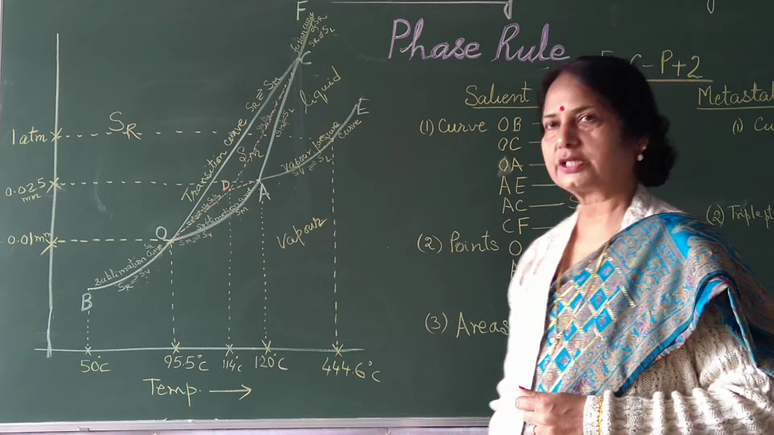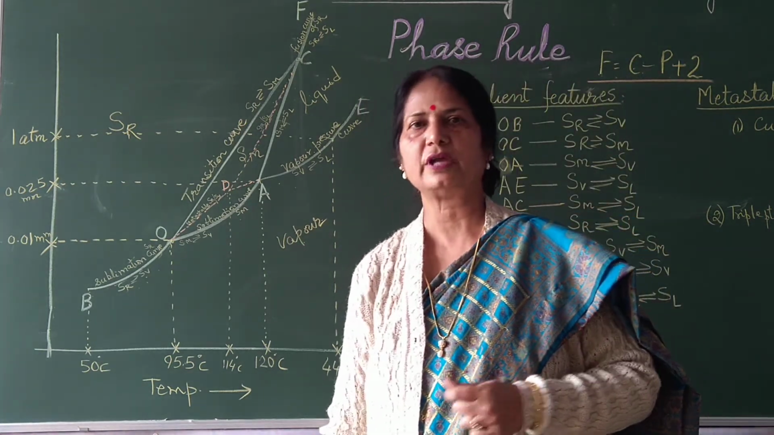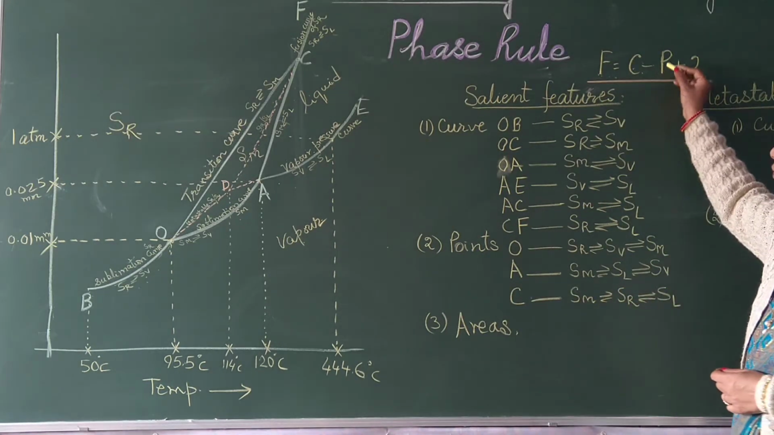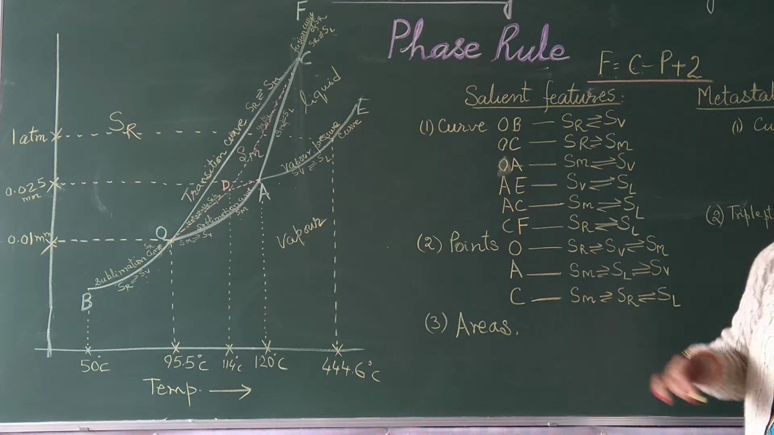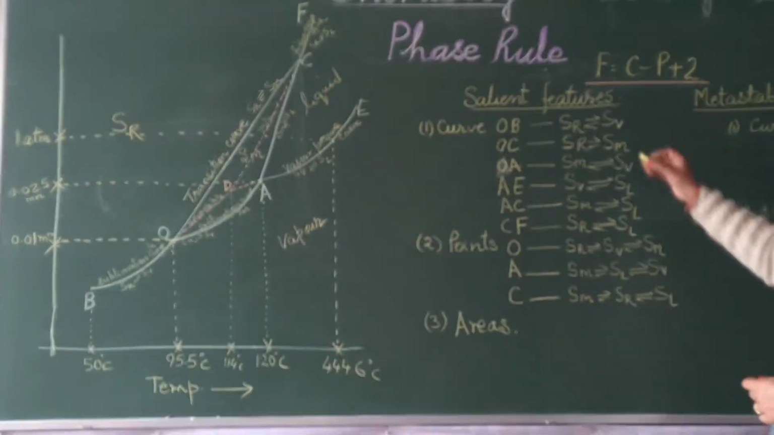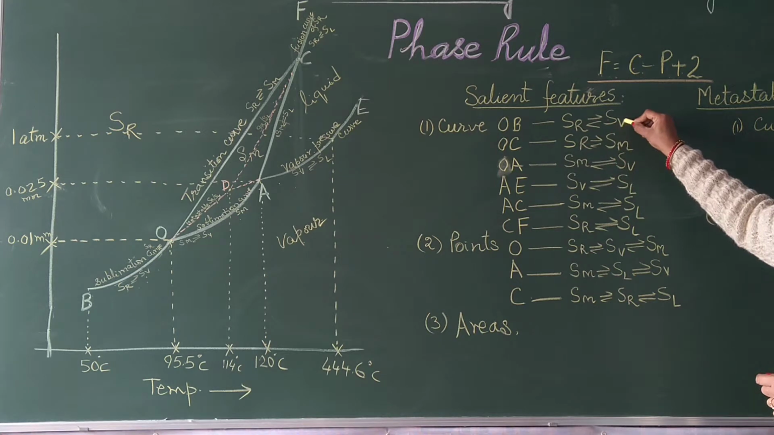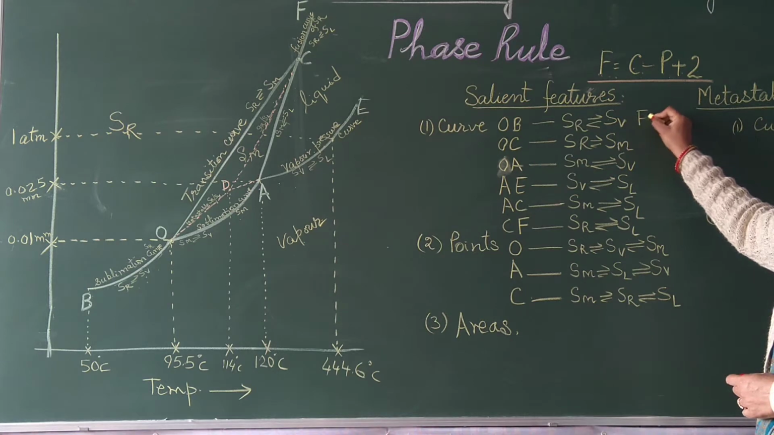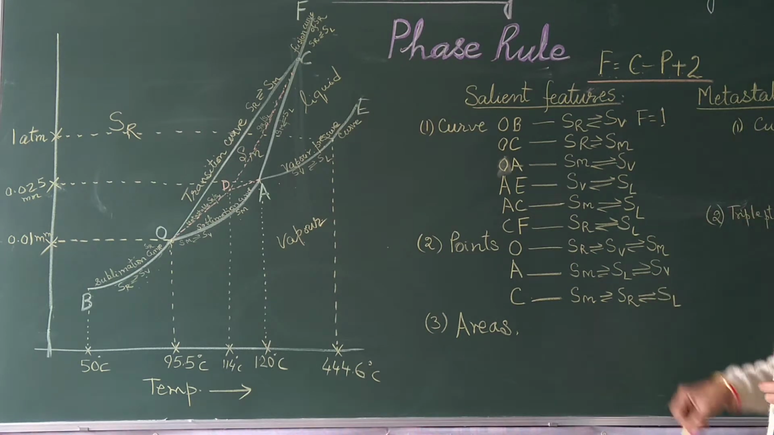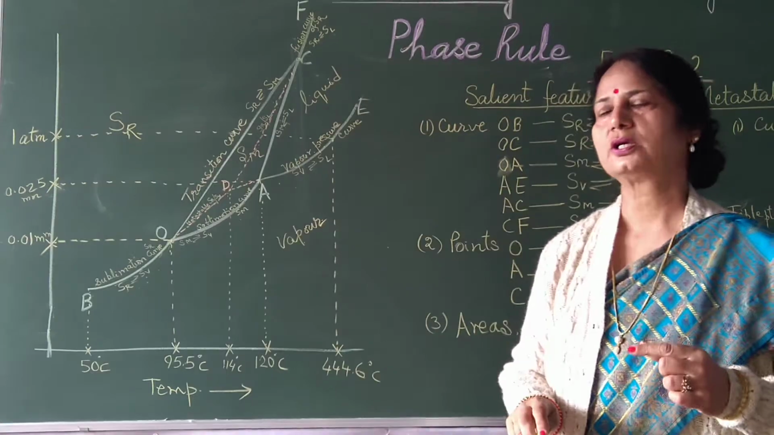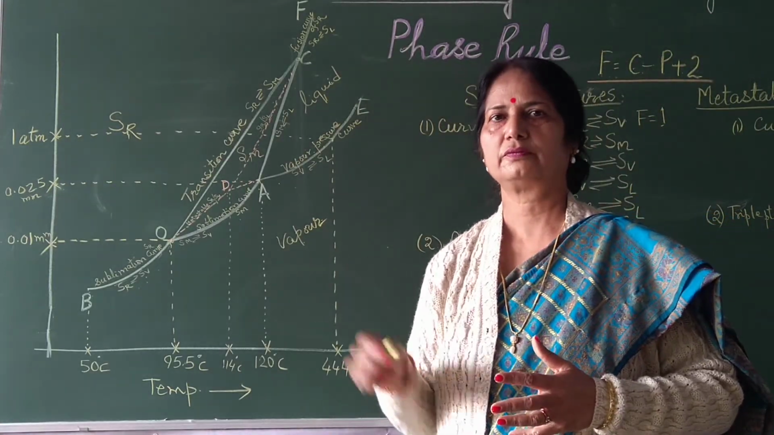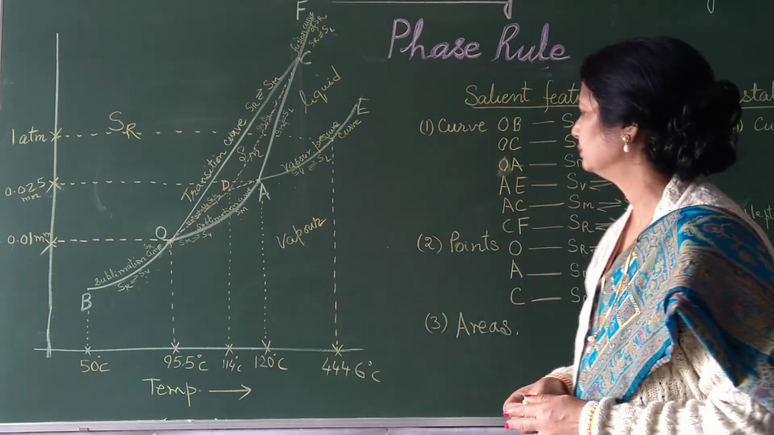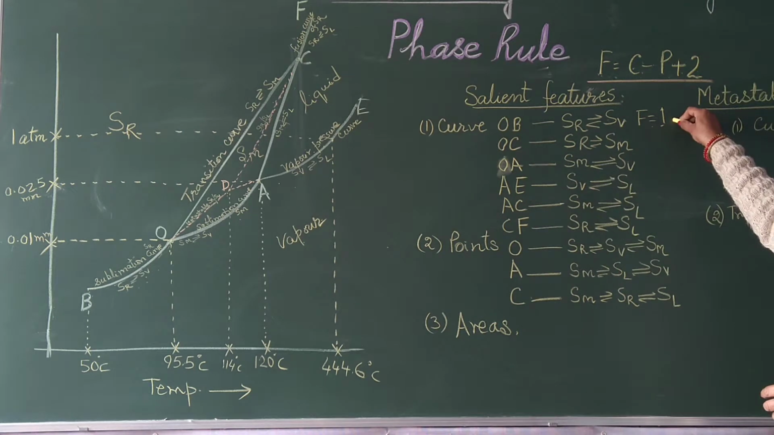If we calculate the degree of freedom along this curve, we have one component, and we can use the phase rule equation. Since it is a one component system, the number of phases in equilibrium is 2, which are Sr and Sv. So F equals 1 minus 2 plus 2, and F comes out to be 1. This means that the degree of freedom is 1, and along the curve OB the system is univariant.